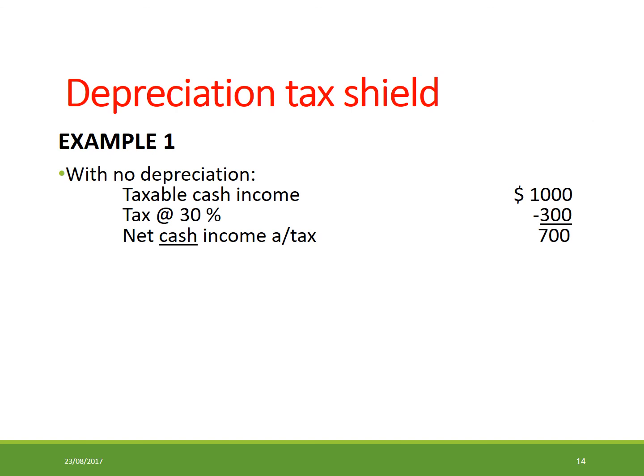So, for example, let's look at the depreciation tax shield. Suppose that we have an investment where there is no depreciation. Our income is $1,000. Our tax rate is 30%. This is the corporate tax rate. And therefore our net income, after-tax income, is $700, yeah?